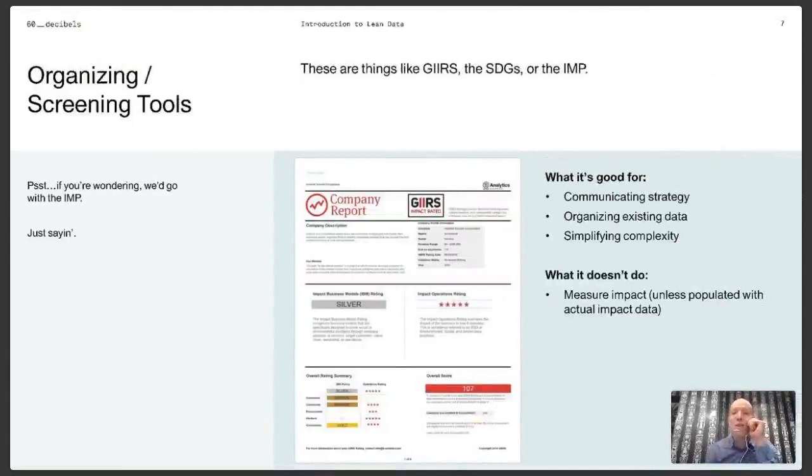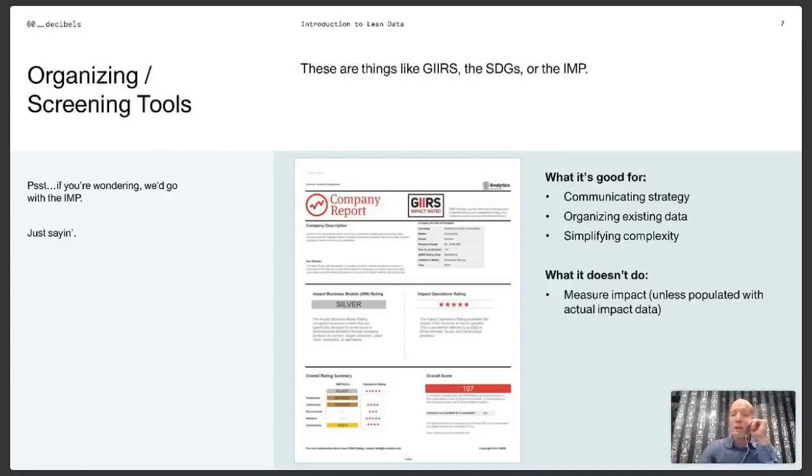These are things like GEARS, the SDGs, the IMP. We love acronyms in this space. The IMP is the Impact Management Project, which incidentally was conceived of and created by Clara Barbie, who is the CEO of the Impact Management Project, because I'm another Acumen alum, so we feel some connection to that. But these various approaches are powerful as a starting point. What they're particularly good at is communicating strategy, organizing existing data, maybe simplifying complexity.